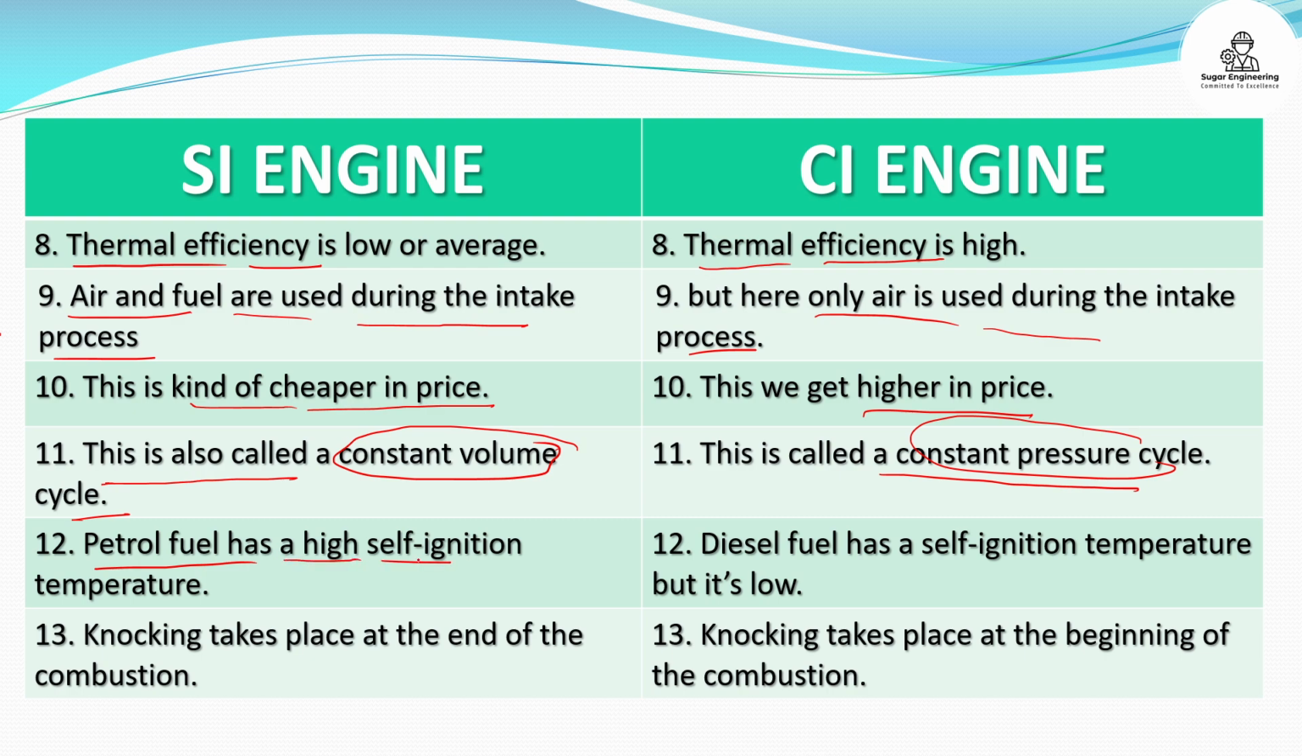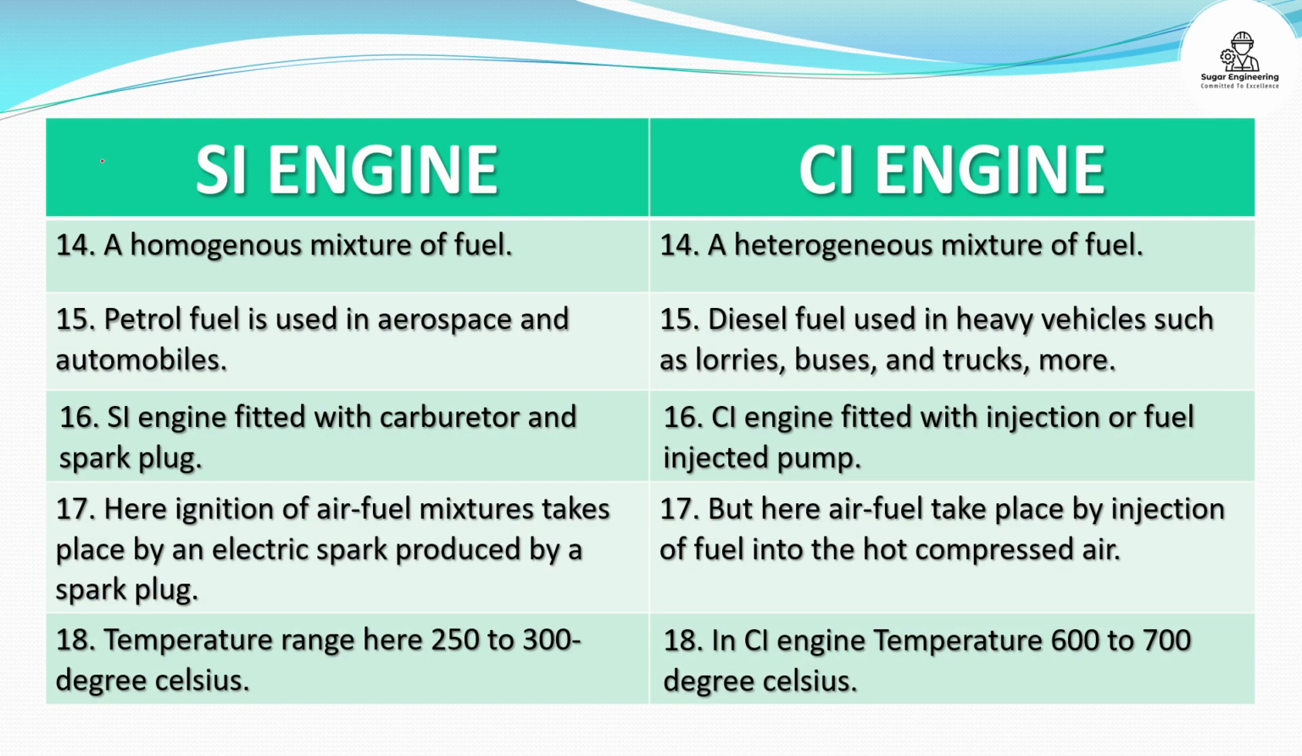Petrol fuel has a high self-ignition temperature in SI engine, whereas diesel fuel has a self-ignition temperature but it is low as compared to the SI engine. In SI engine, knocking takes place at the end of the combustion, whereas in CI engine, knocking takes place at the beginning of the combustion. In SI engine, a homogeneous mixture of fuel is used, whereas in CI engine, a heterogeneous mixture of fuel is used.